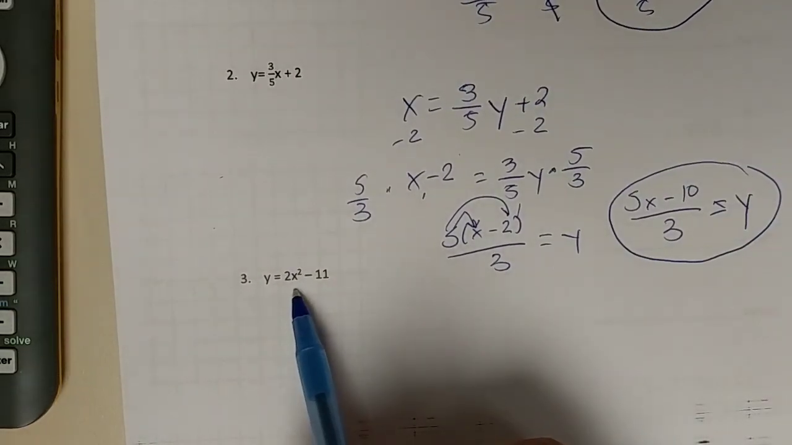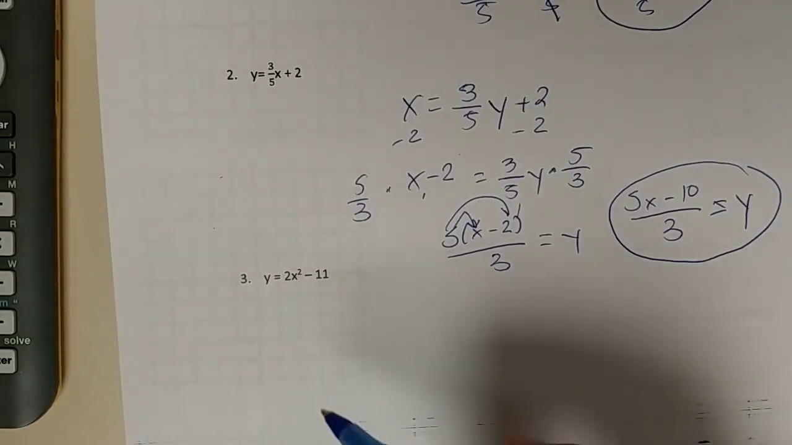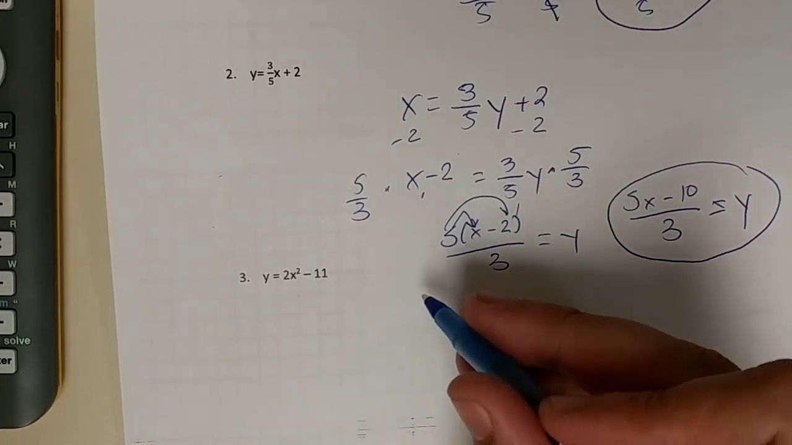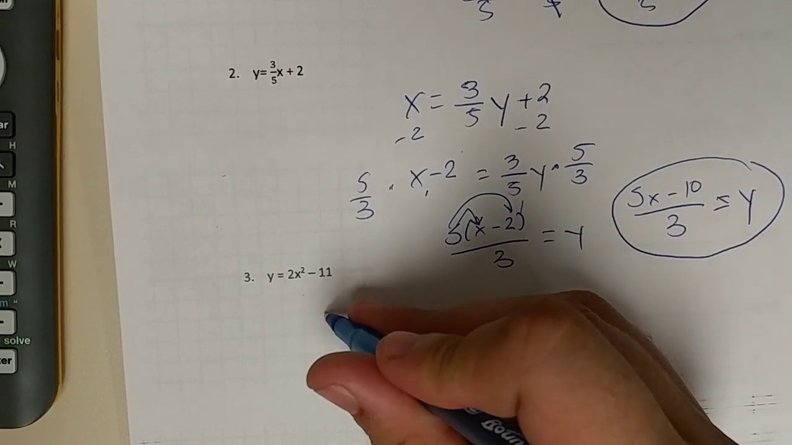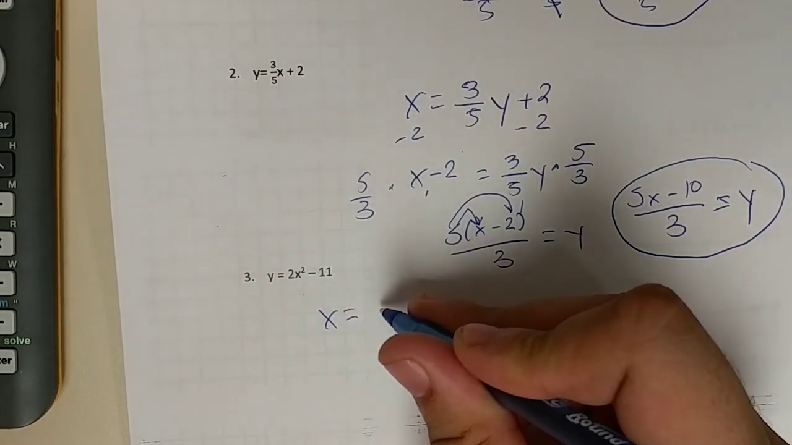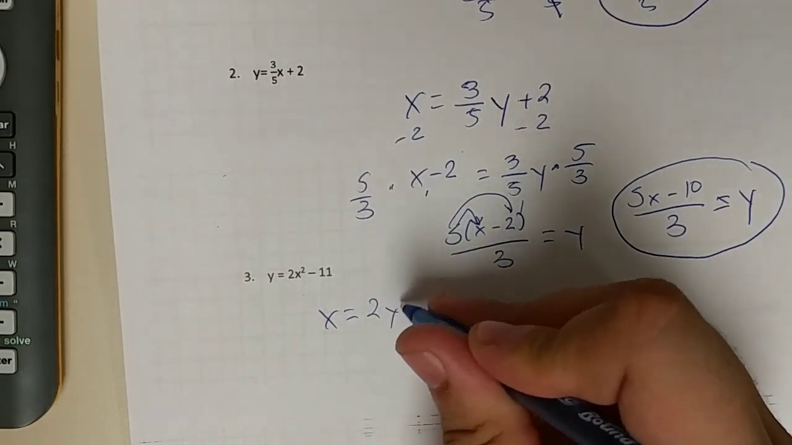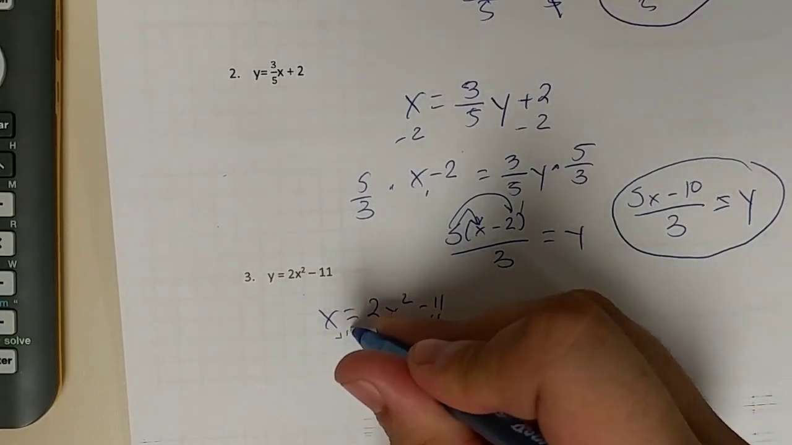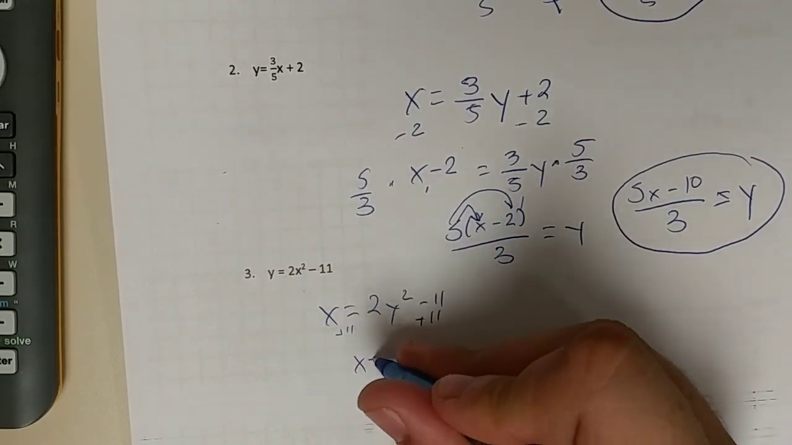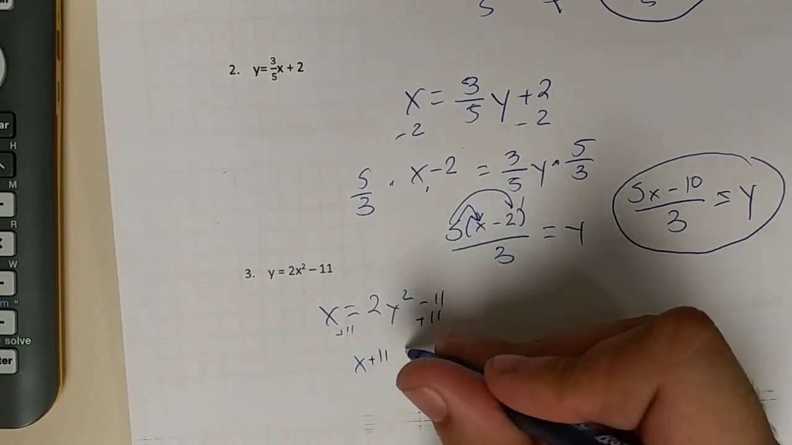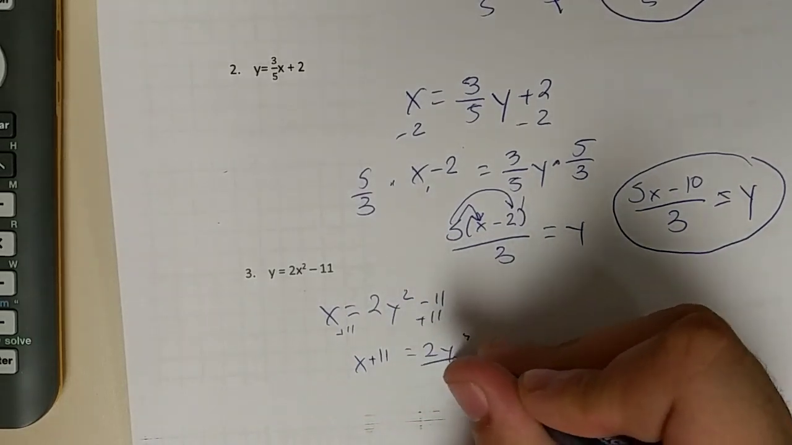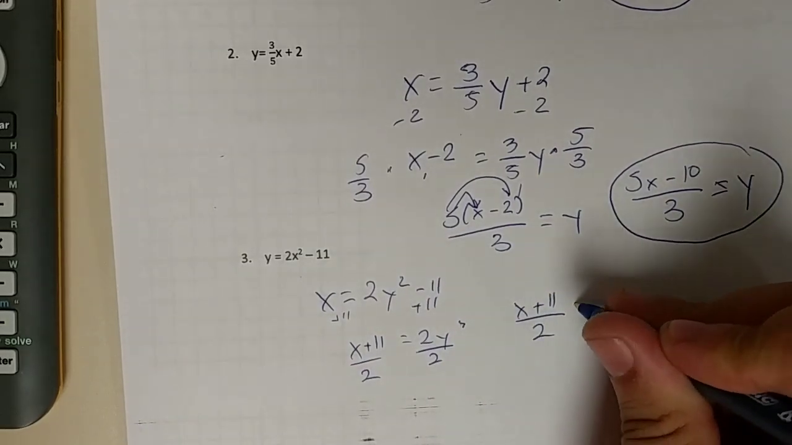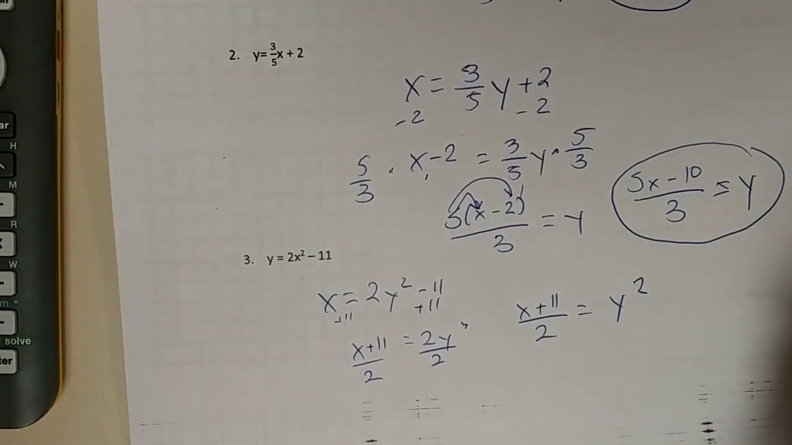Next one. y equals 2x squared minus 11. So I have to swap the x and the y. Now notice the x squared is going to make it a little different. So x equals 2y squared minus 11. Plus 11, plus 11. x plus 11 equals 2y squared. Divided by 2, divided by 2. x plus 11 divided by 2 equals y squared.